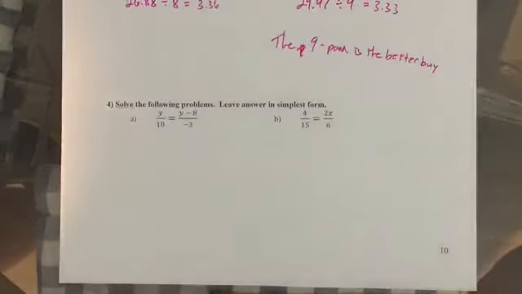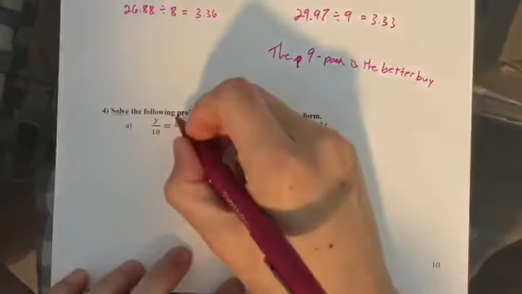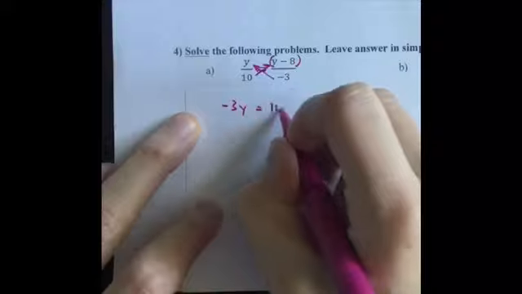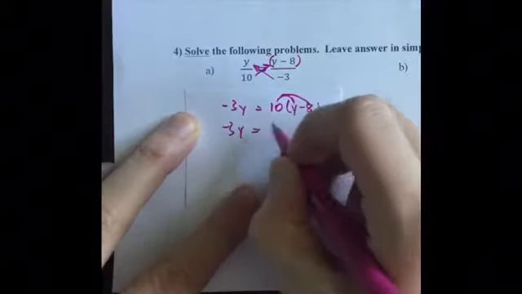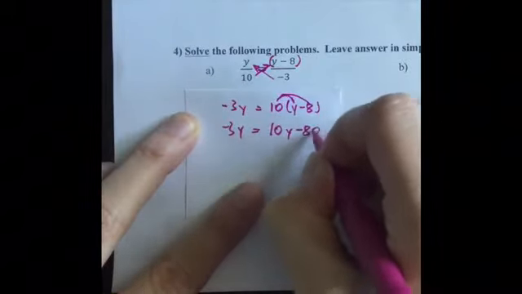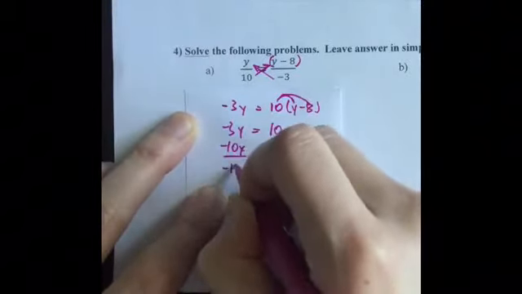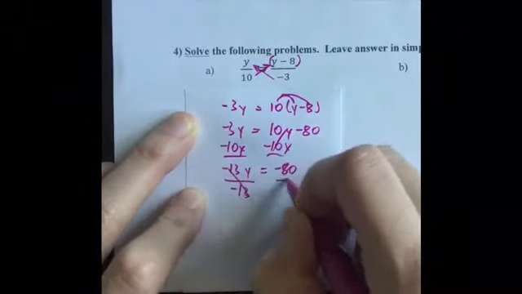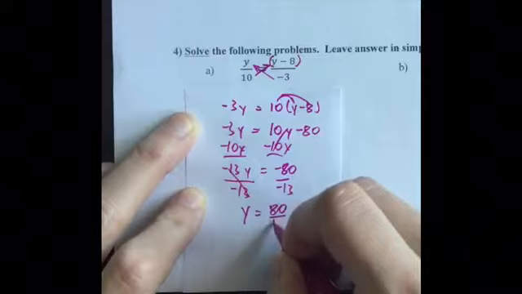On number 4, we're going to solve some algebraic proportions. We have y over 10 equals y minus 8 over negative 3. We want to put our binomials in parentheses. So we'll cross multiply, set them equal to each other. So we have negative 3y equals 10 times y minus 8. Now we'll distribute. Negative 3y equals 10y minus 80. Subtract 10y from both sides. Negative 13y equals negative 80. Divide both sides by negative 13. And we get y is equal to 80/13.